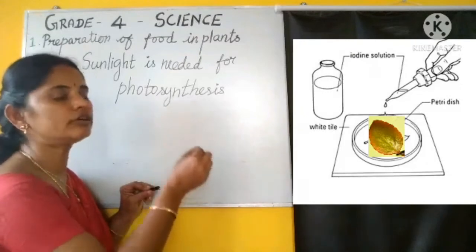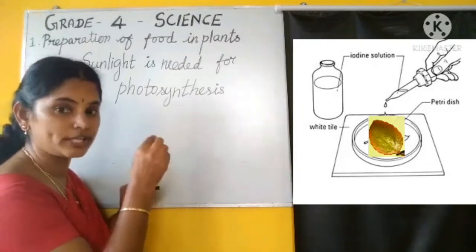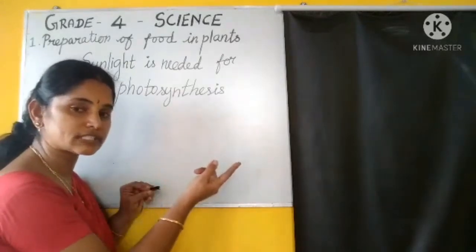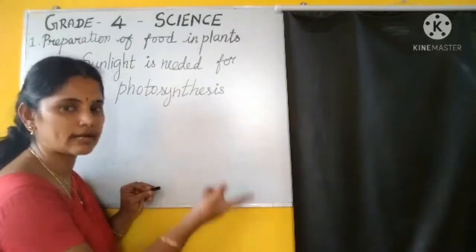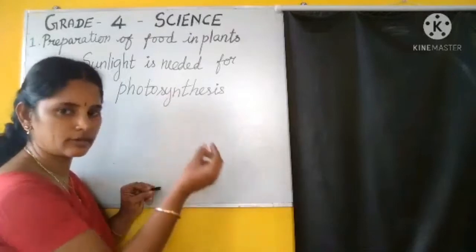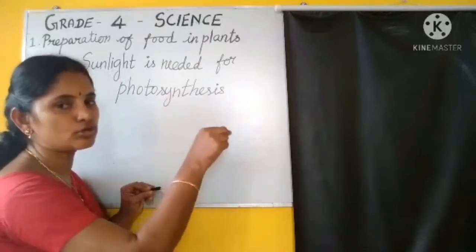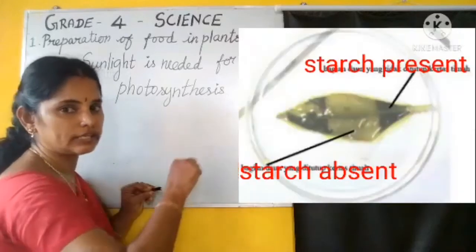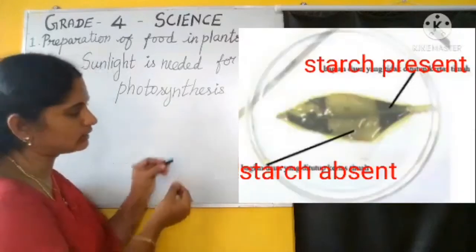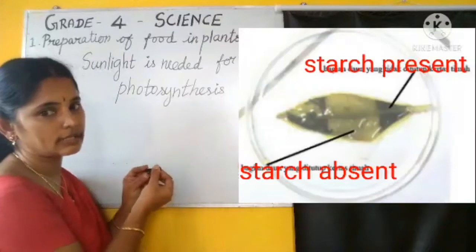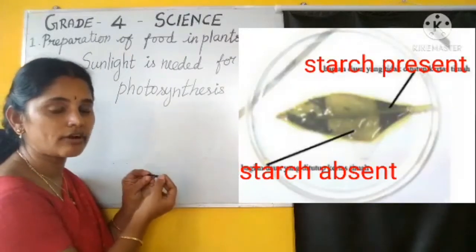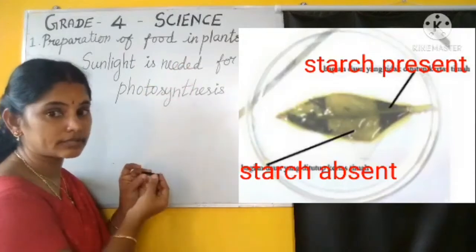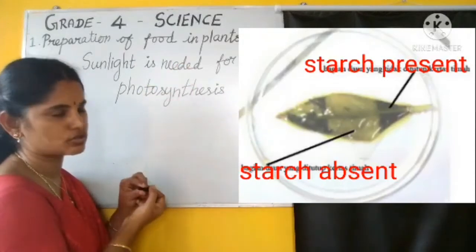Okay, so now you take a drop of iodine solution. We know it: iodine added to starch gives a blue-black color. So take a dropper and add a few drops of iodine solution on the leaf. In the center part of the leaf only, we covered it with black paper, to prevent sunlight from reaching it.